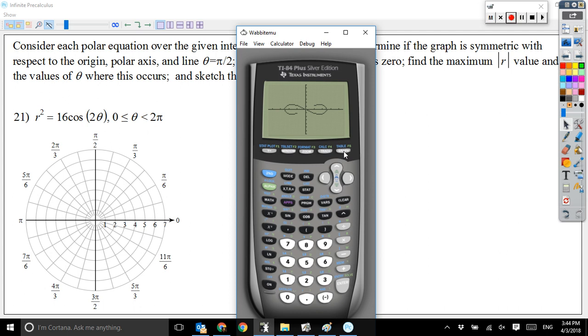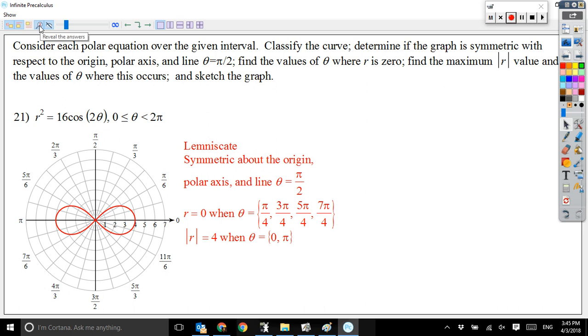Hit graph, and my graph is not cooperating fully. Maybe that's what yours made. Slowly there is a gap right there, but you should be able to still see what graph it's creating. It's creating the infinity symbol, which we call a lemniscate.